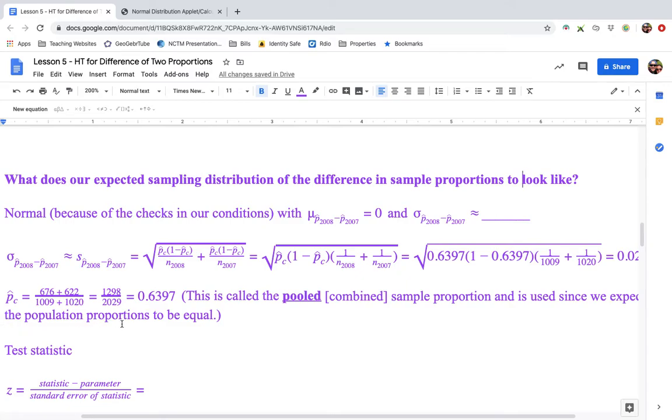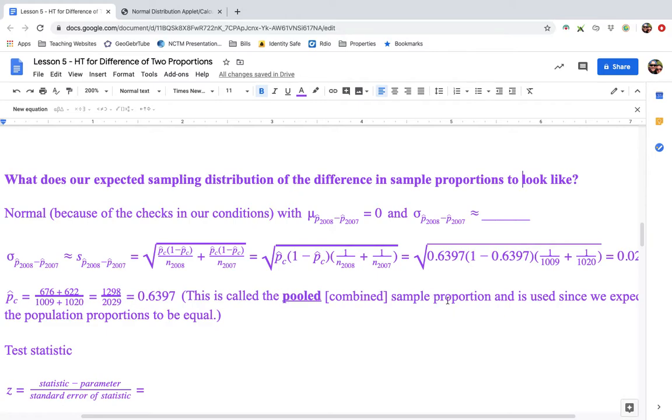We treat these two samples we have, one of which had 1,009 people and the other 1,020, as a total sample of 2,029 people, and we calculate the total number of yes voters in that sample, which is 1,298. We treat them as one big random sample from these populations that supposedly have equal proportion of yes voters. That's why we do it. We use this to estimate what we think the actual equal proportion should be.